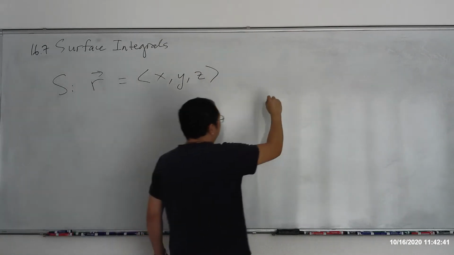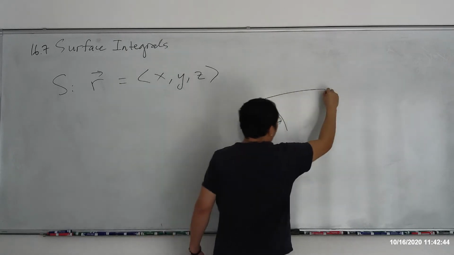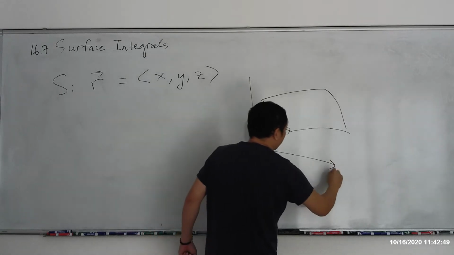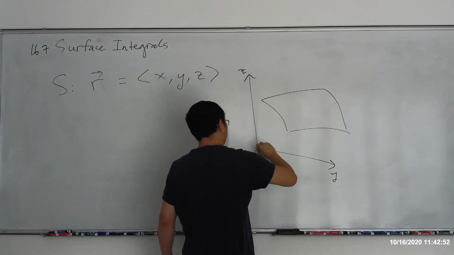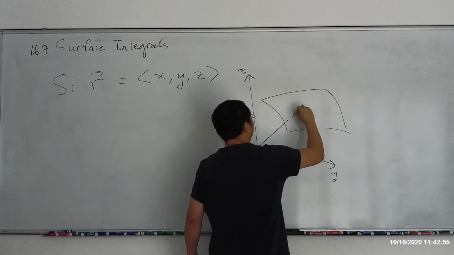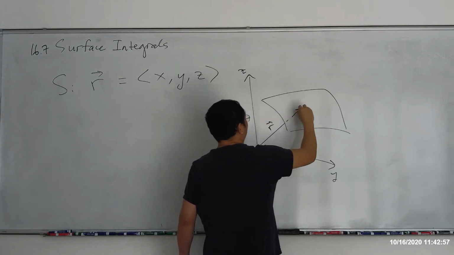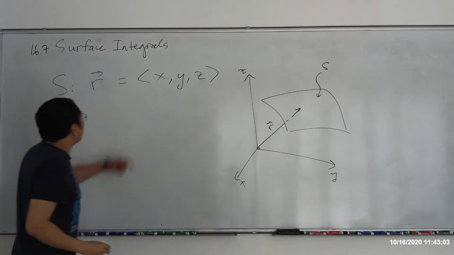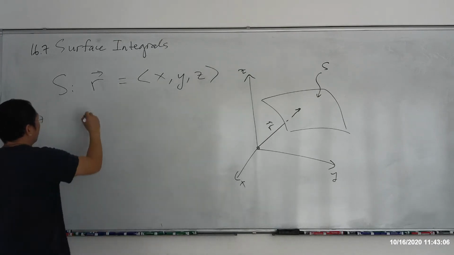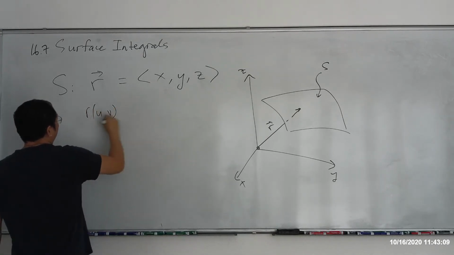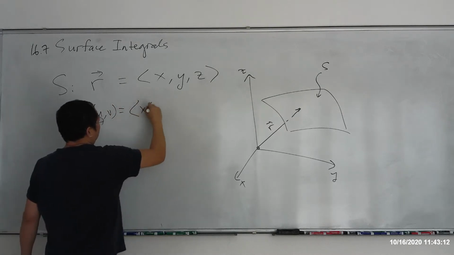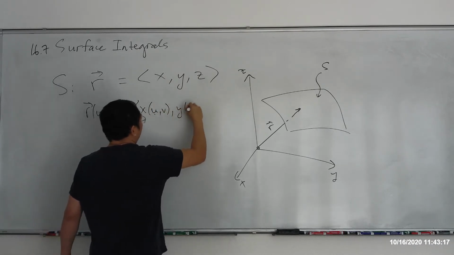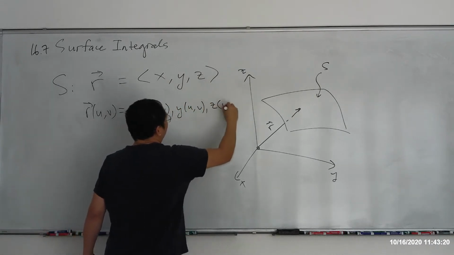So graphically this is what you have. This is my x-axis, my y-axis, my z-axis, and this is my vector r, which represents a point on the surface. This is the surface S right here. If you parameterize it, this is a review from last time, we write r in terms of two variables u and v. It means x is a function of u and v, y is a function of u and v, and then z is a function of u and v.